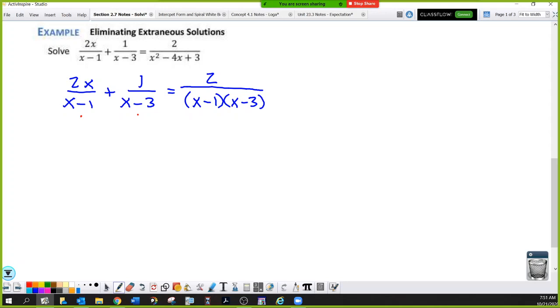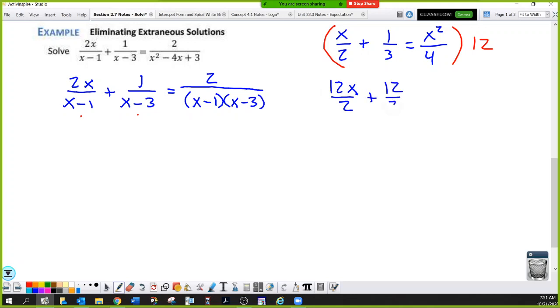For example, and you don't need to write this unless you want to, if I had x over 2 plus 1 over 3 equals x squared over 4, just making something up with easier things. 2, 3, and 4. What is the least common denominator? 12. See, if we distribute a 12 across the entire thing, you'd get 12x over 2, which will simplify to 6x, plus 12 over 3, which will simplify to 4, equals, not plus.